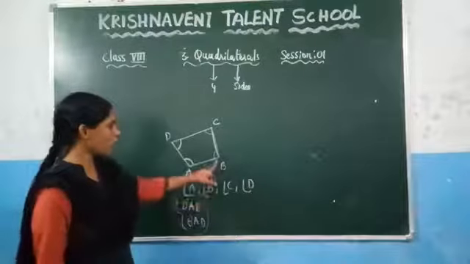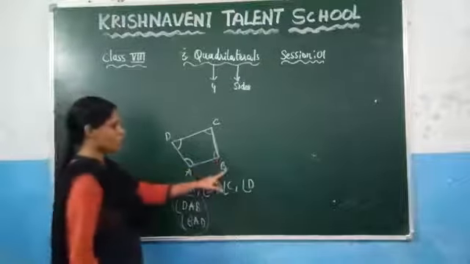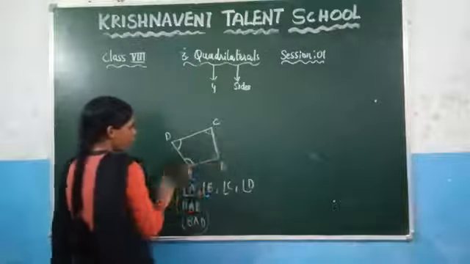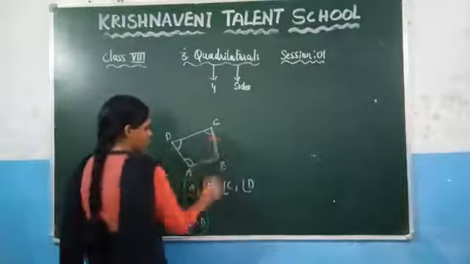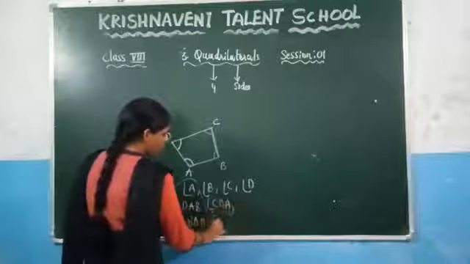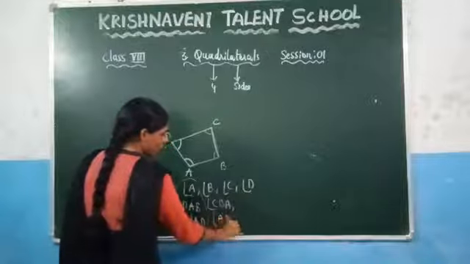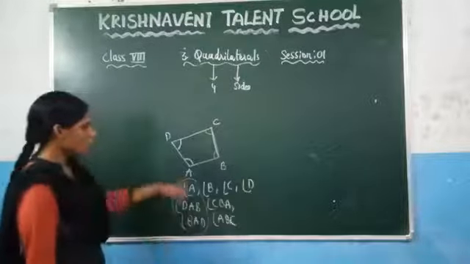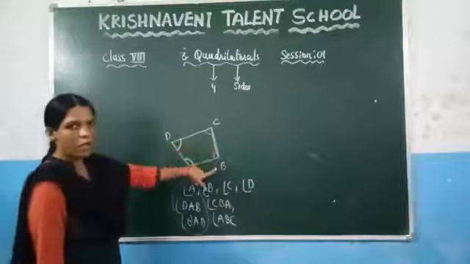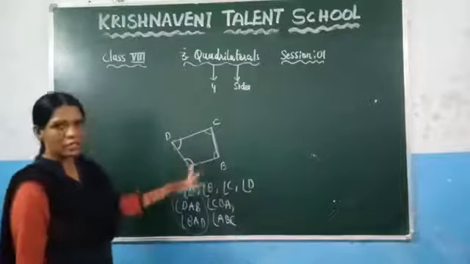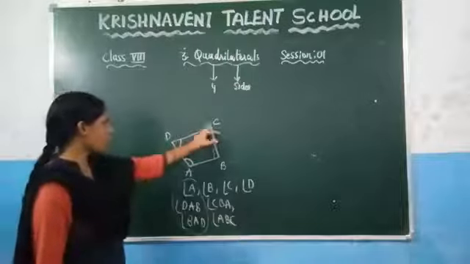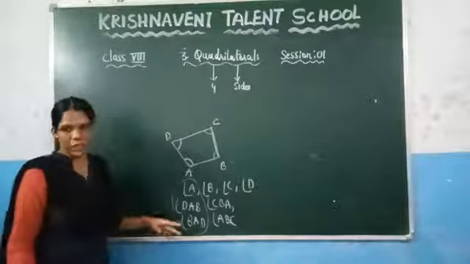Similarly, how do you write angle B? Just check that B is in the middle. You can write it as CBA or you can write it as ABC. Anything you can write here. Similarly, if you see angle C, you can write it as DCB or you can write it as BCD. Anything is the same. And for D also you can write it as ADC or CDA. This is about the angles.